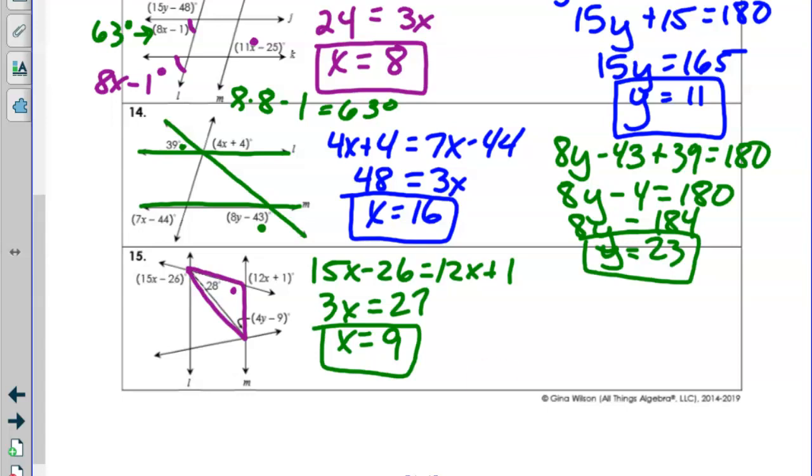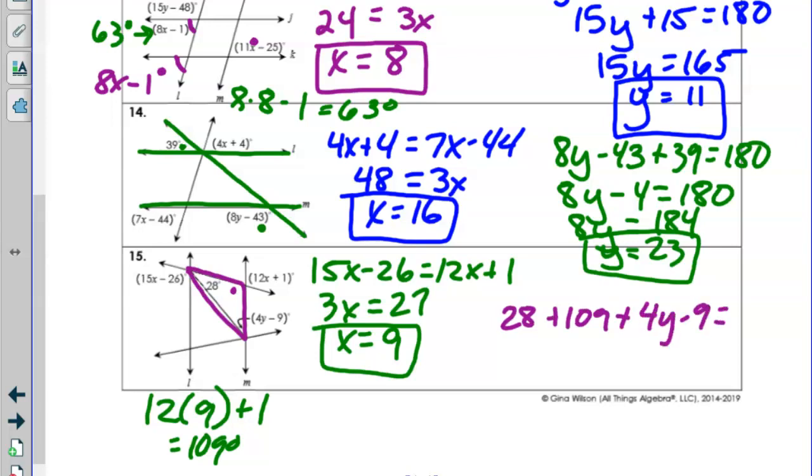Alright, so first we're going to plug in a value of 9. 12 times 9 plus 1. What did you get? 109, perfect. That's both of these angles. So now what would my equation be? 28 plus 109 plus 4y minus 9 equals 180. Perfect. And we use the idea of the angles of a triangle.